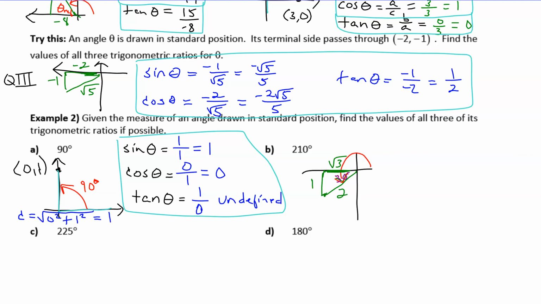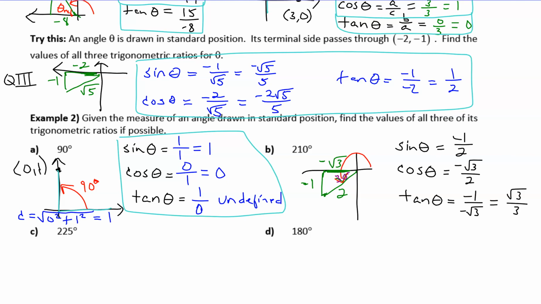Since this is in Quadrant 3, both the x and the y coordinates, or the opposite and the adjacent sides, are negative. Now we can use SOHCAHTOA. Sine theta is opposite over hypotenuse. Cosine of theta is adjacent over hypotenuse. And tangent theta is opposite over adjacent, which needs to be rationalized, and the negative signs need to be canceled. So positive square root of 3 over 3.